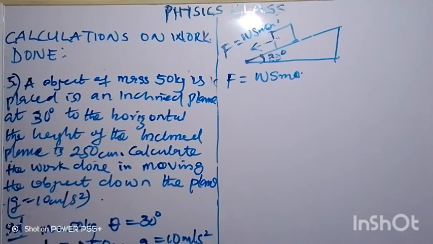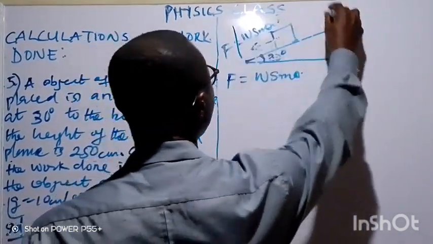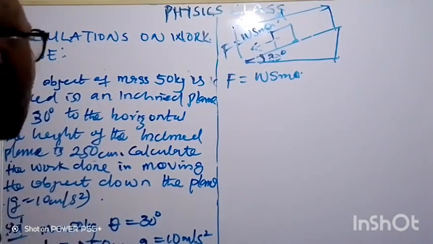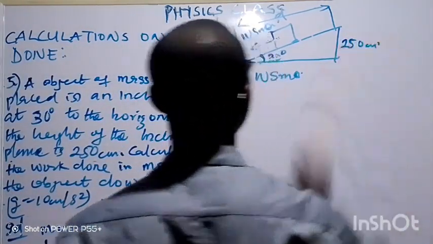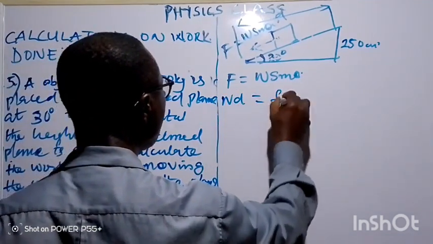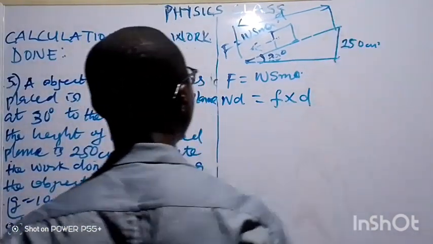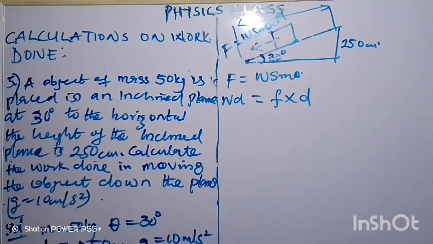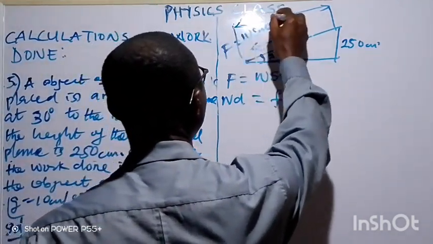Now, then the distance from here to here, that's the distance. We don't need the vertical distance, that is, the height of the inclined plane, which is given as 250 centimeter. And you know that the work done is equal to force multiplied by distance. So the first thing we need to look for is the distance along the plane.